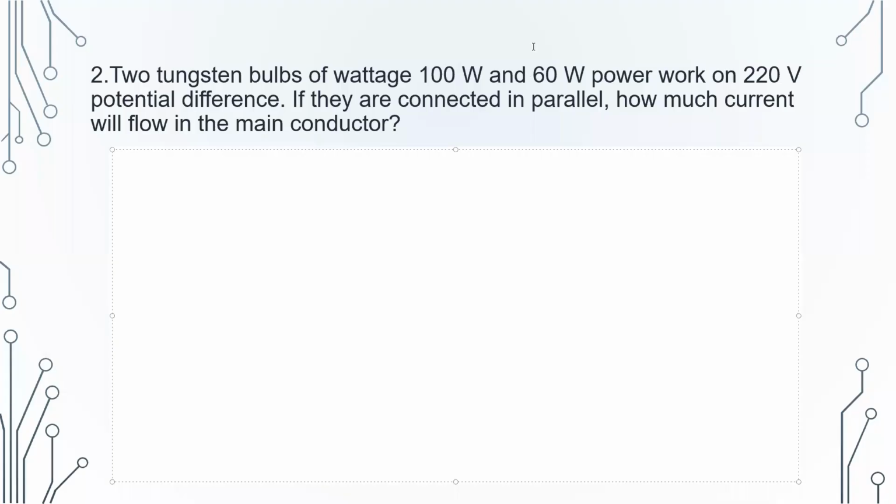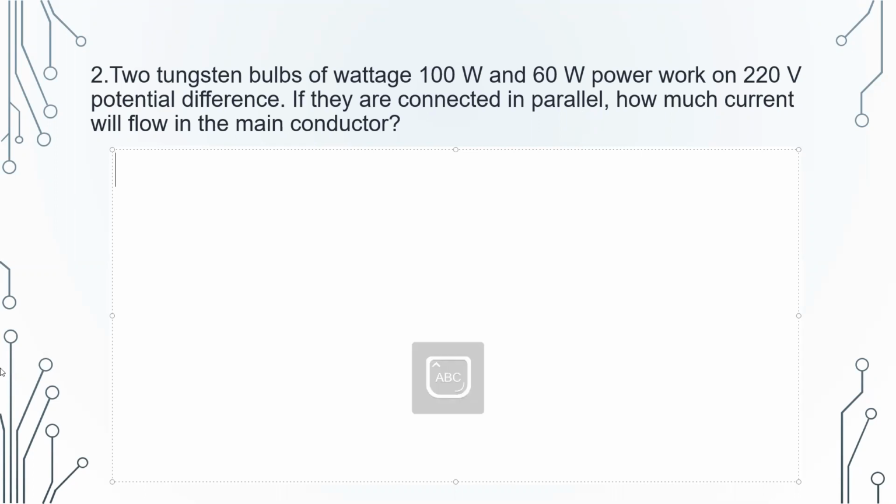Understood? Now the next question is, two tungsten bulbs of wattage 100 watt and 60 watt power work on 220 volt potential difference. If they are connected in parallel, how much current will flow in the main conductor? So here two bulbs are there. Their power is also given and potential difference is also given. They are connected in parallel. In parallel connection, we know the voltage remains constant, current will change.